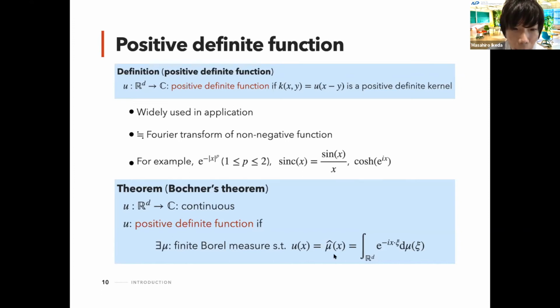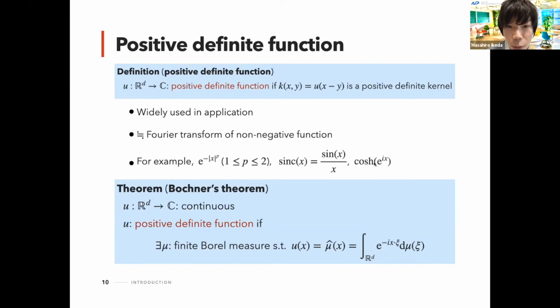e to the power minus absolute value of x to the power p. If p is 1, this generates the Laplacian kernel. If p is 2, this is Gaussian. And sine x over x is called the sinc function, and this function oscillates as x tends to infinity.